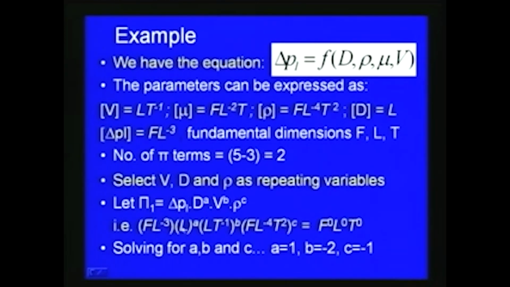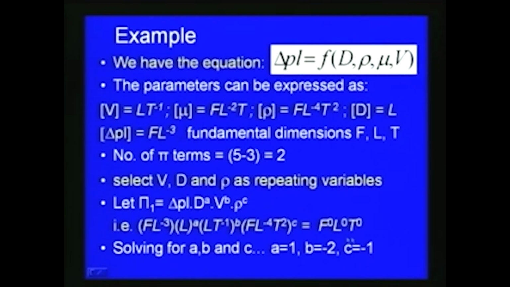Now we write all the units with respect to what is given here: f into L to the power minus 3, L to the power A, L into T to the power minus 1, all to the power B, f to the power 1, L to the power minus 4, T to the power 2, all to the power C. The right hand side is pi 1, which is dimensionless, so f to the power 0, L to the power 0, T to the power 0. Now we can solve for the unknown exponents A, B and C. If you solve this, we will get A is equal to 1, B is equal to minus 2 and C is equal to minus 1.